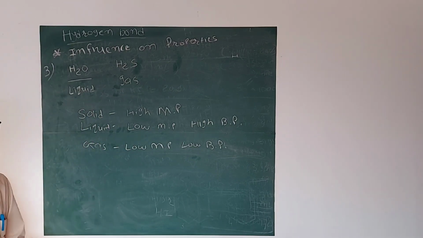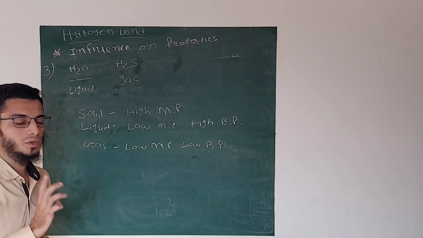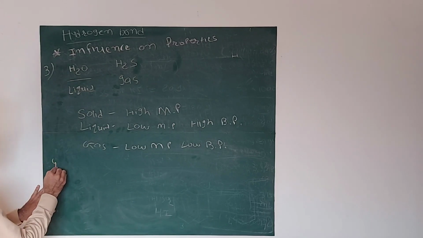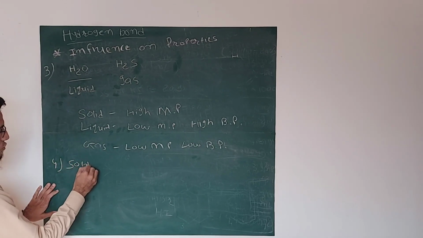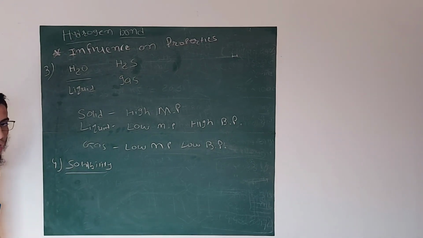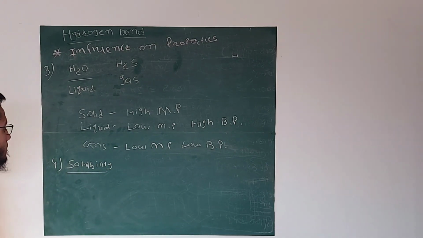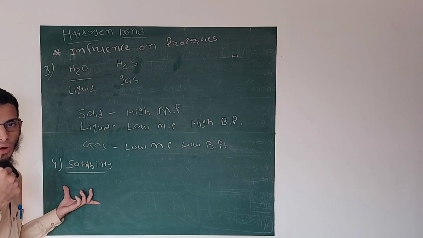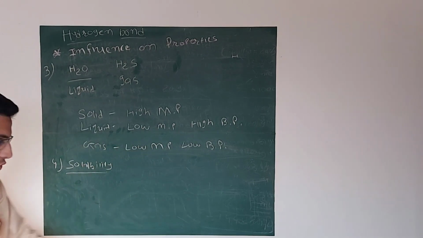And the fourth is solubility. So the solubility of alcohol: alcohol makes a hydrogen bond with the water molecule like that.